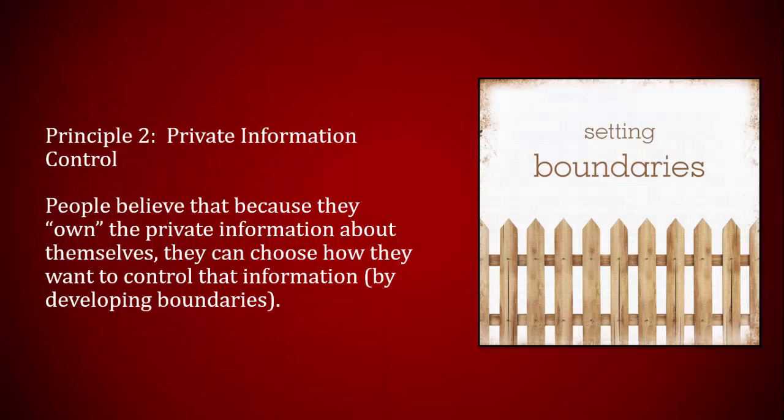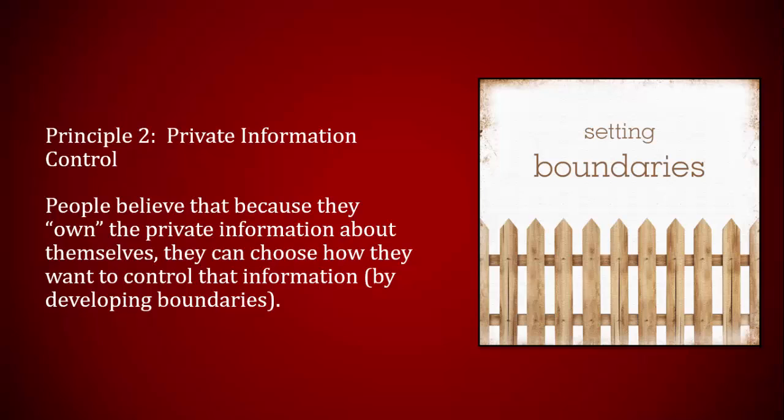Principle 2 is private information control. People believe that because they own the private information about themselves, they can choose how they want to control that information, and usually this is done by developing boundaries. The boundary metaphor makes the point that there is a line between being public and private.